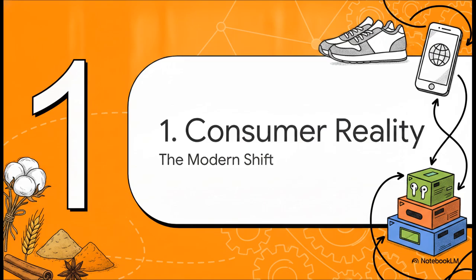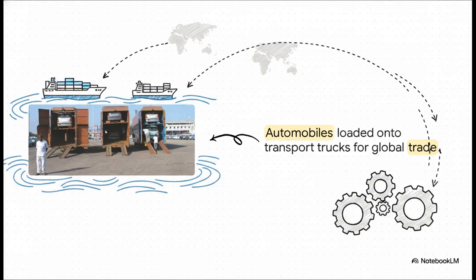Let's start by visualizing the sheer scale of the physical trade that actually stocks our shelves today. Historically, countries mainly traded raw materials, think things like cotton or spices. But today, the game has fundamentally changed. Today, we're talking about massive, finished automobiles being loaded onto transport trucks at ports, ready to be shipped across entire oceans. What crosses borders today isn't just raw materials anymore. It's incredibly complex, finished products.